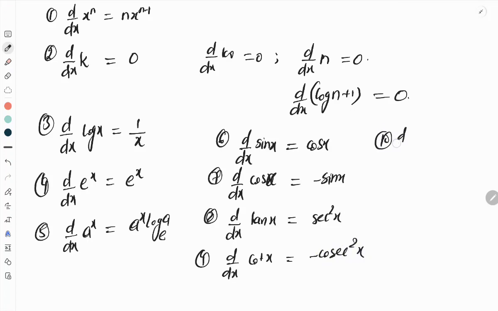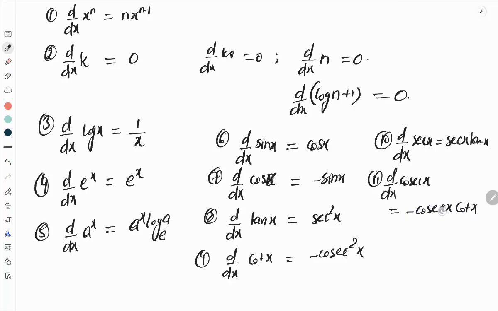Formula number 10, dy/dx of cot x is done. After that, what? Sec x. The formula for sec x is sec x tan x. Okay, sec x tan x. Number 11, dy/dx of cosec x. You have to remember this one. It is minus cosec x cot x.